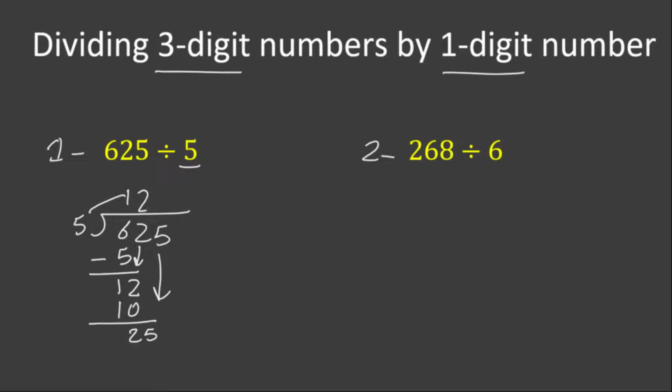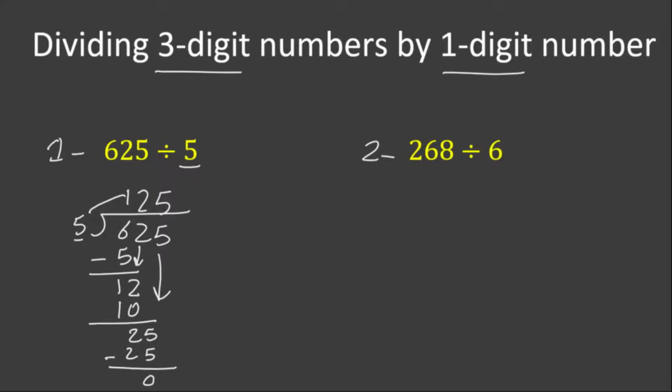The number becomes 25. We see that we can get 5 whole groups of 5 out of 25. So 5 times 5 is 25. And 25 minus 25 is 0.